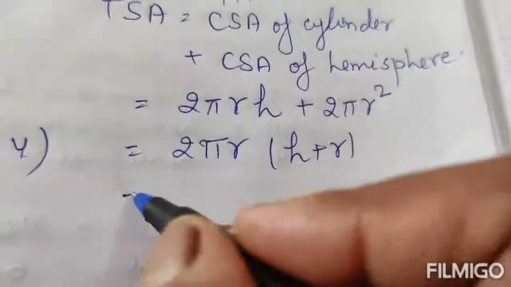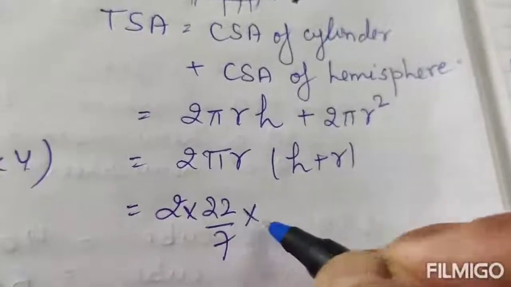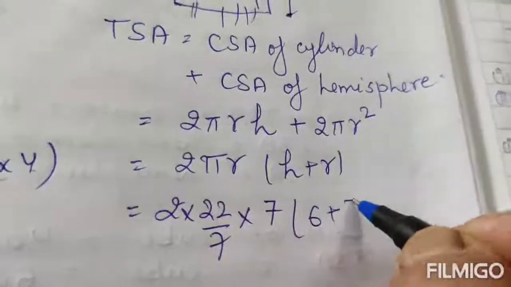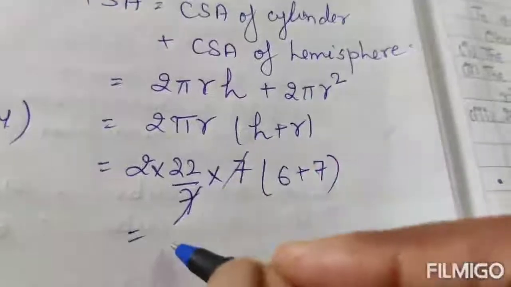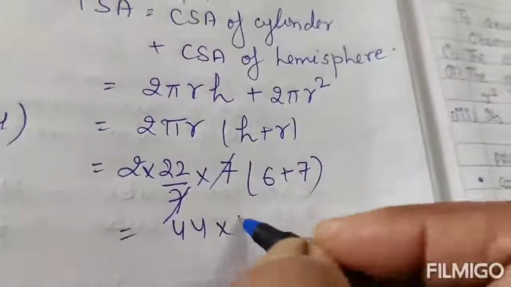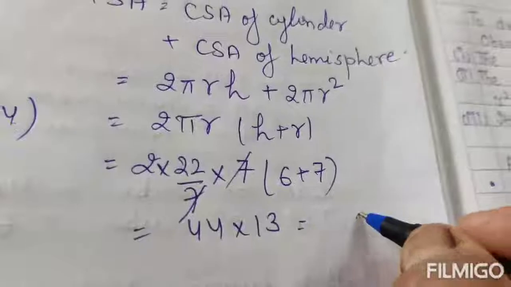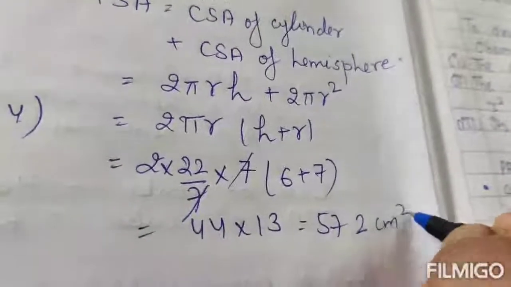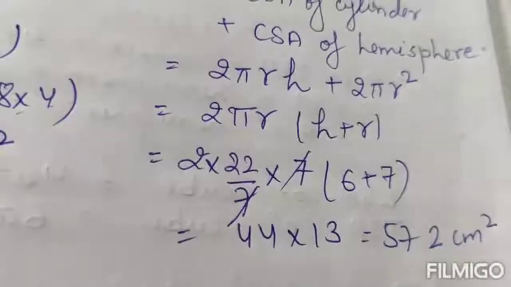Now put the values: 2 into 22 by 7 pi, the radius is 7 centimeters, and 6 plus 7 is 13. Cancel. 44 into 13 equals 572 centimeter square. Next question.